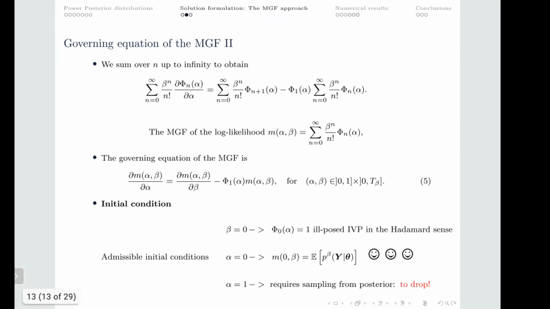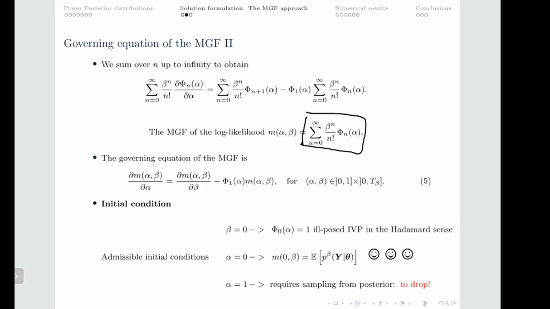By summing up to infinity, we end up with this equation. This is actually the moment generating function of the log likelihood with respect to the power posterior distribution. Because we take capital T beta almost equal to 1, it exists. You can show it. You have to play a little bit with the Hölder inequality and some features of the measure itself, but with maybe half a page of math, you can show that this is well defined.